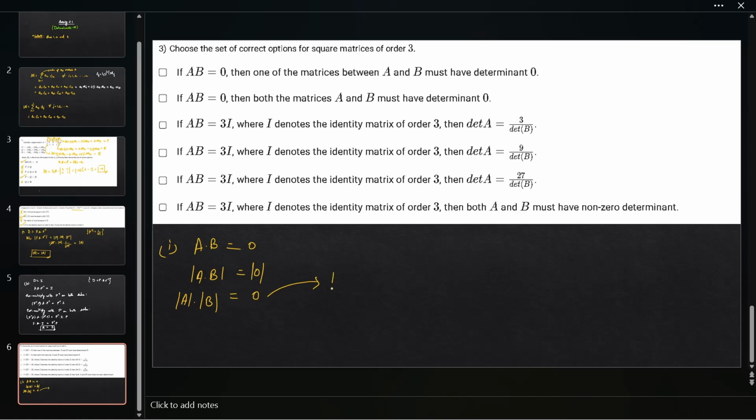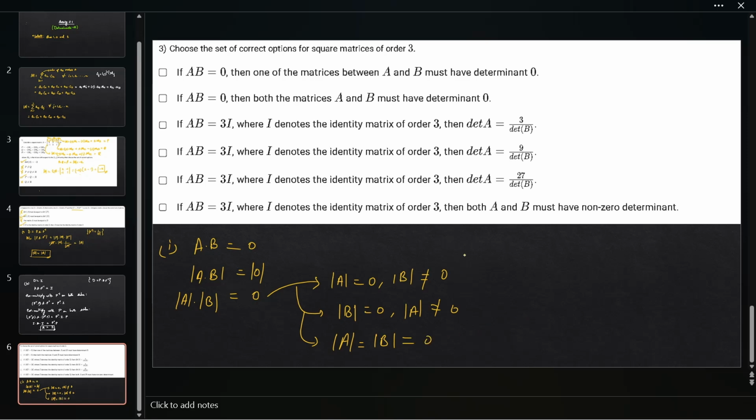One is determinant of A equal to 0 and determinant of B not equal to 0. The second possibility is determinant of B is equal to 0, but determinant of A is not equal to 0. And the third possibility is both determinant of A and determinant of B are equal to 0.